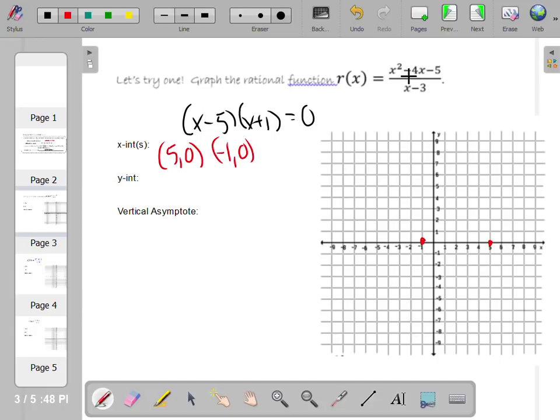The y-intercept, you plug in 0. So if you plug in 0 for that, you get negative 5 over negative 3. That's 5/3. 5/3 is like 1.6 or something like that. And the vertical asymptote is when the denominator is 0. So x minus 3 equals 0 when x equals 3. That's a vertical asymptote right here.